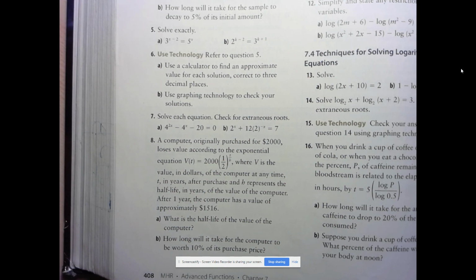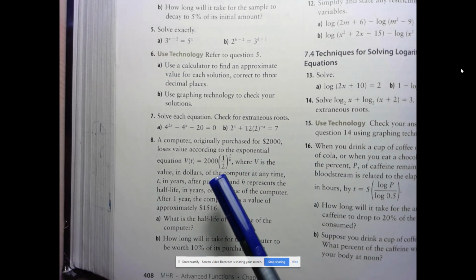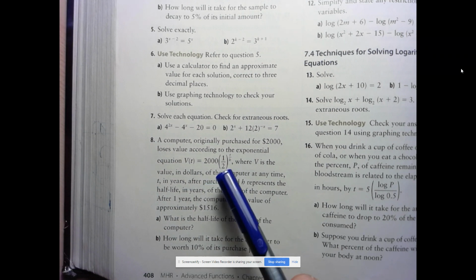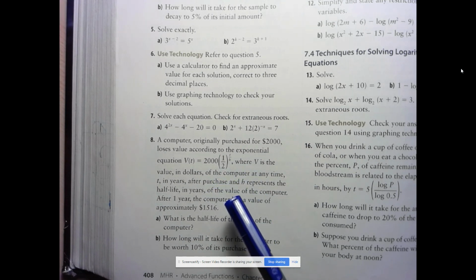Hi folks, we're going to take a look at number 8 from page 408. So here we've got a computer with an initial value of $2,000 and this models its value over time. Now notice here this base of 1/2, essentially it's a half-life problem except for the value of a computer instead of what we usually see it as for a radioactivity problem.